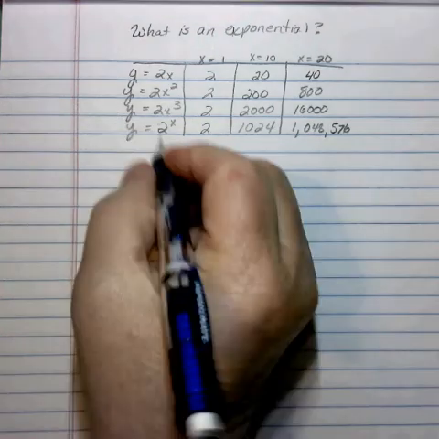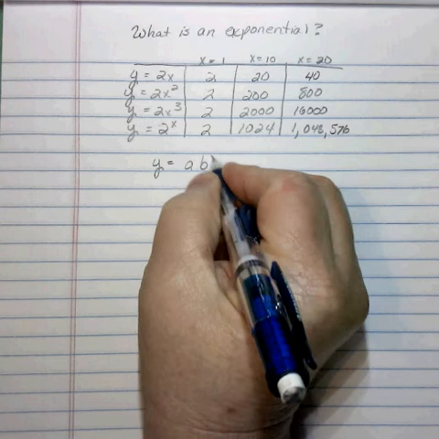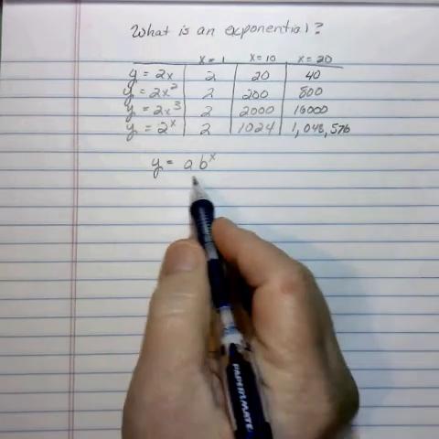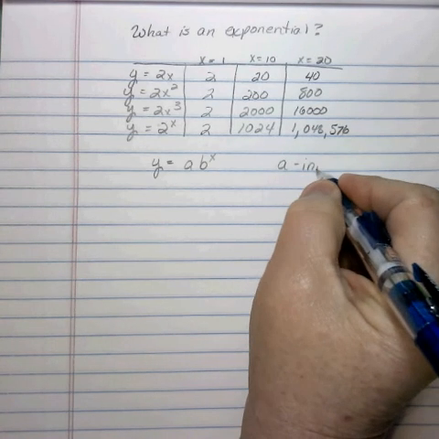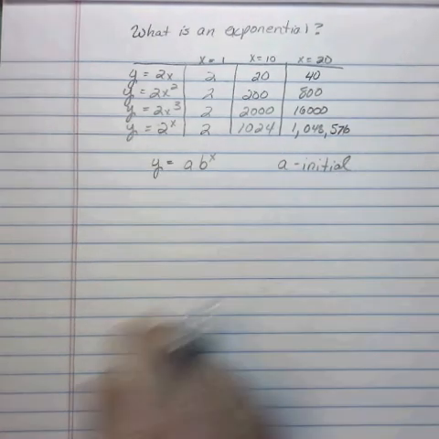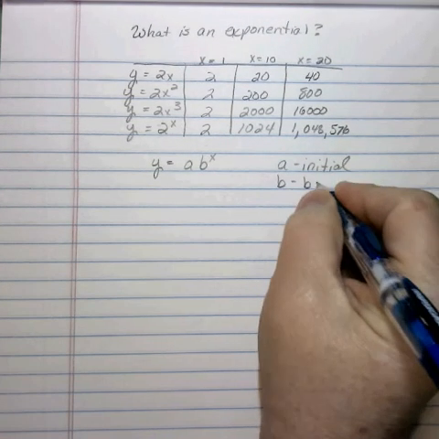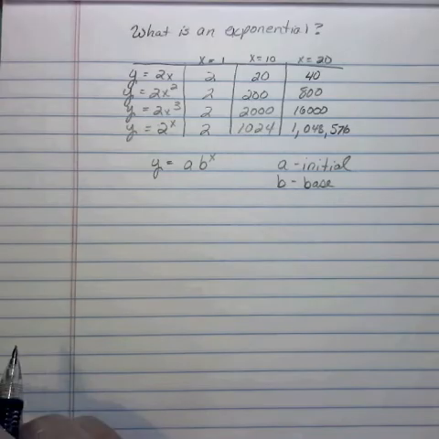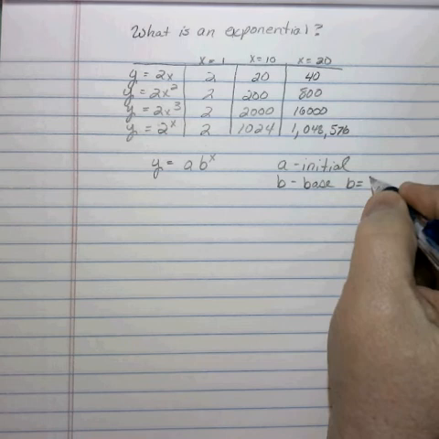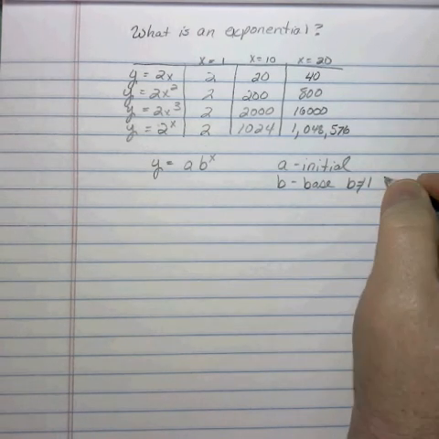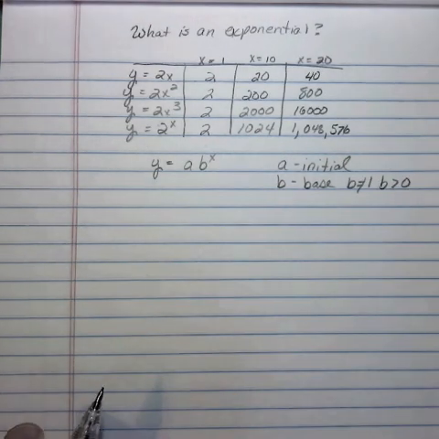So we have the base equation, y equals a times b to the x. As we talk about this, the a value is considered the initial value of the function. The b value is considered the base of that exponential function. This b value cannot equal 1, but it also has to be greater than 0.